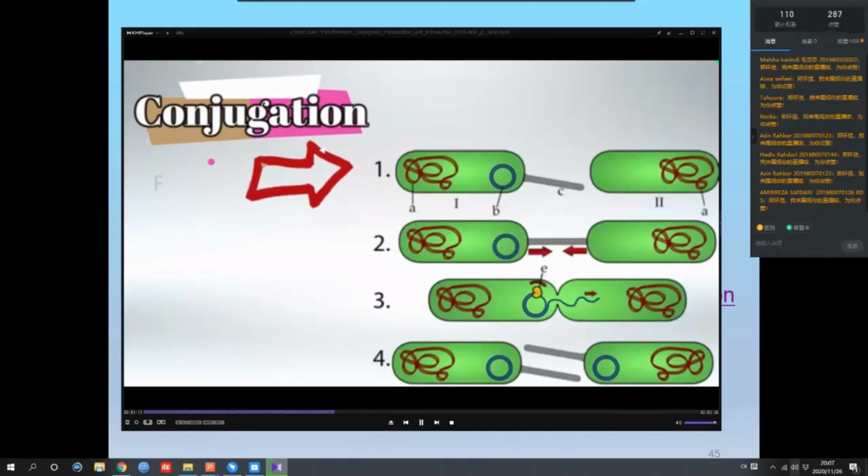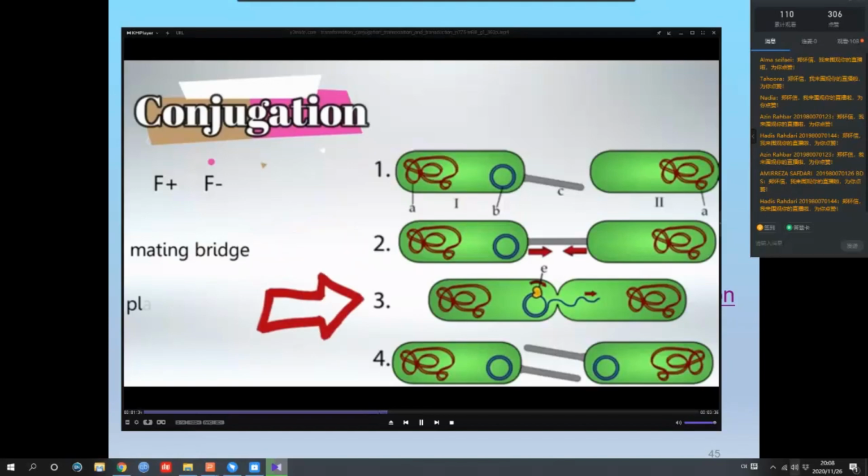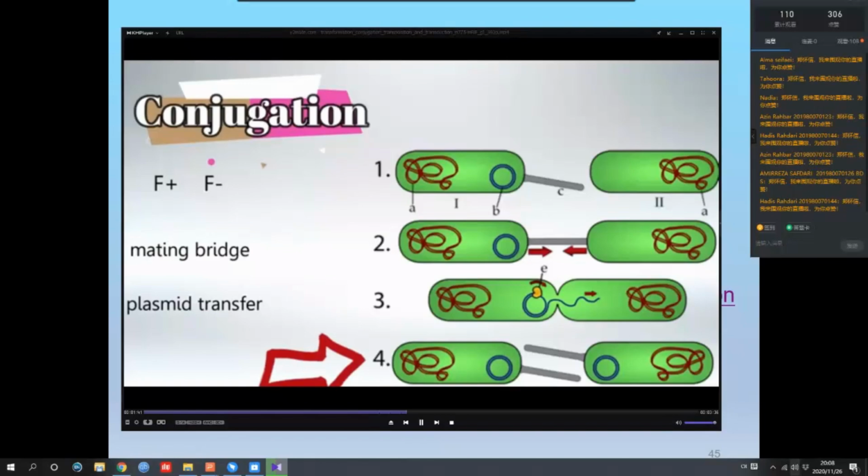So some bacteria have a sex pilus, and we call these bacteria F positive, and other bacteria don't have this sex pilus, and we call this F negative. Keep in mind that the sex pilus is encoded by the bacterial plasmid, not the bacterial chromosome. So the F positive bacteria will link with the F negative bacteria and form the mating bridge. Then the F positive bacteria will make a copy of its plasmid, which encodes for the sex pilus, and will transfer this copy to the other bacteria. So now both bacteria have a plasmid which encodes for a sex pilus, and both are called F positive. This is the process of conjugation.